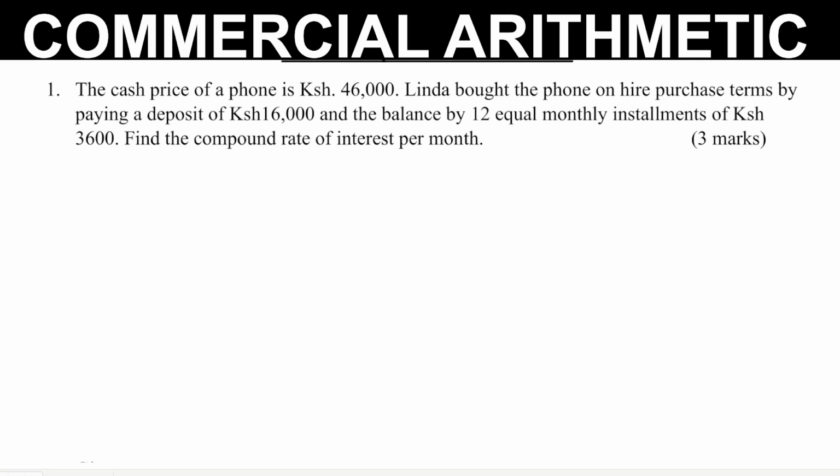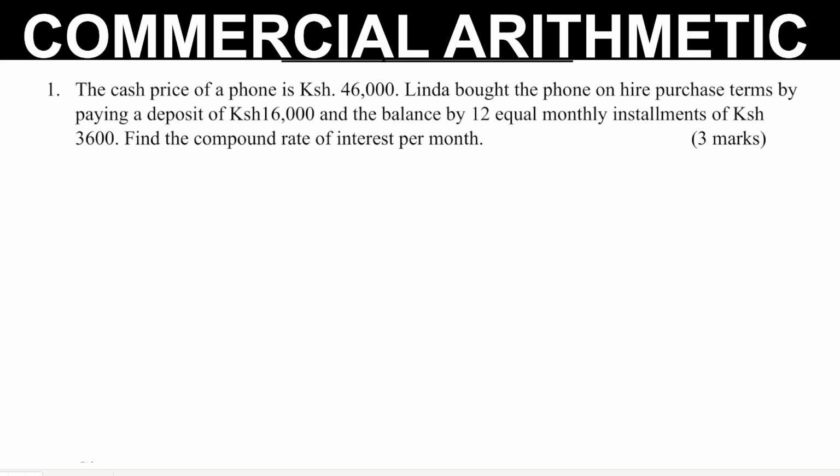The cash price of a phone is 46,000 Kenya shillings. Linda bought the phone on hire purchase terms by paying a deposit of 16,000 and the balance by 12 equal monthly installments of 3,600. Find the compound rate of interest per month.